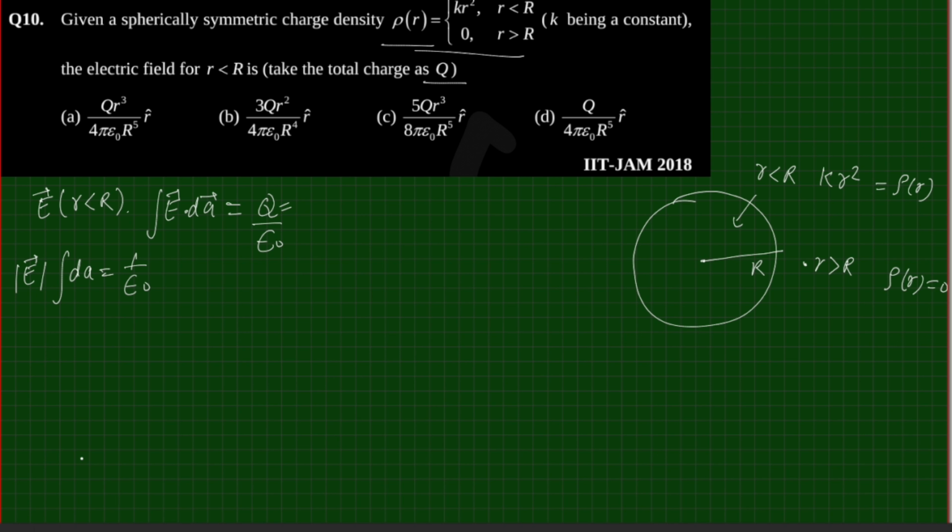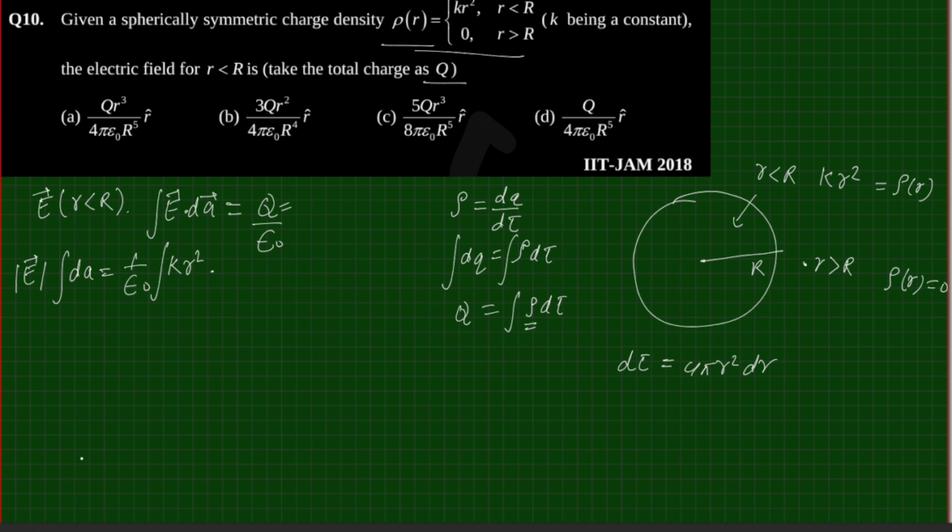Here total q will be calculated from the charge density rho, as we know rho equals dq over d tau, so dq will be given by rho into d tau, and integrating it will give us capital Q. d tau is 4 pi r square dr. Putting the value of rho here, rho will be k r square, and d tau is 4 pi r square dr.